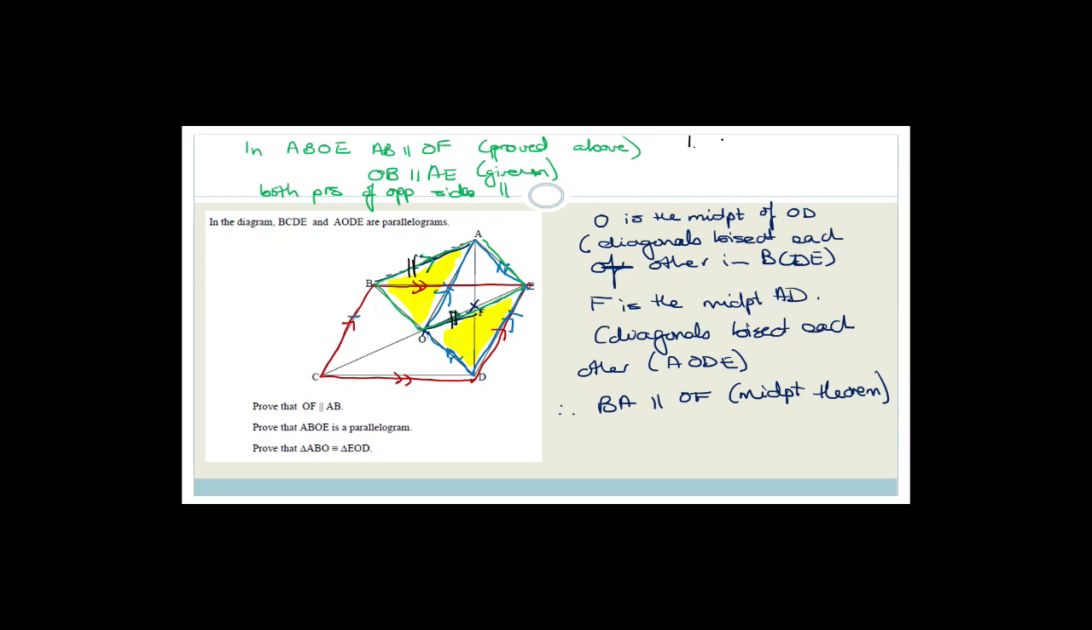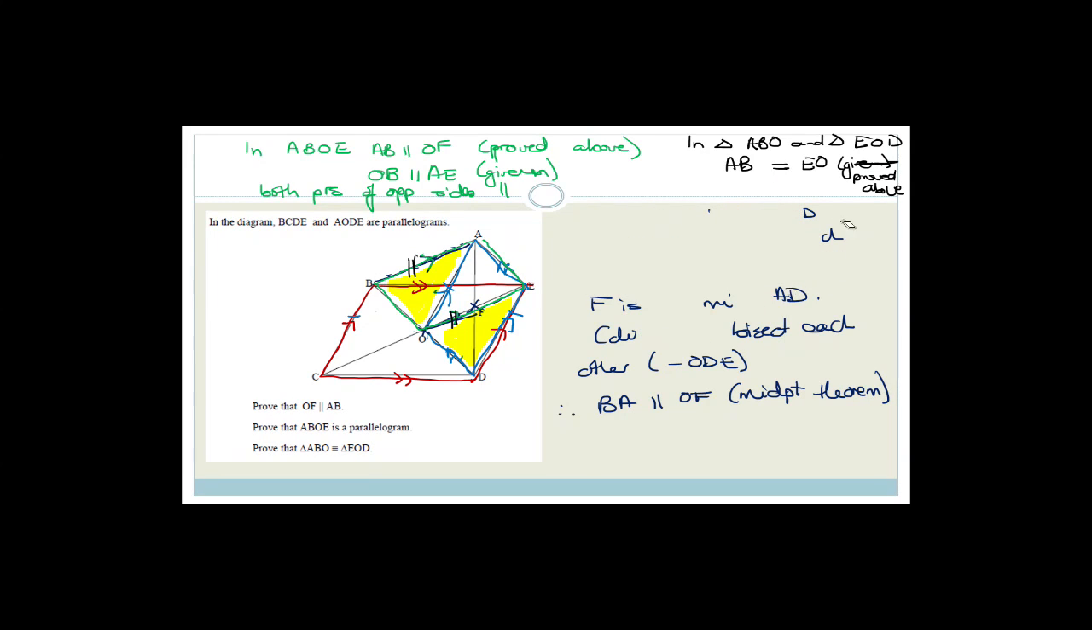So we can say in triangle ABO and triangle EOD, we know that AB is equal to EO. Why? Proved above. I just need to erase the other bit of the writing so that we can write here.